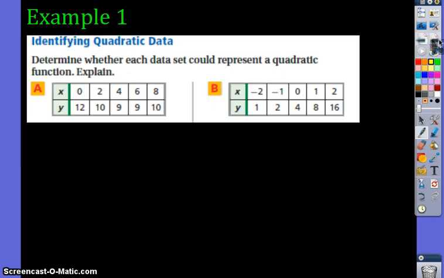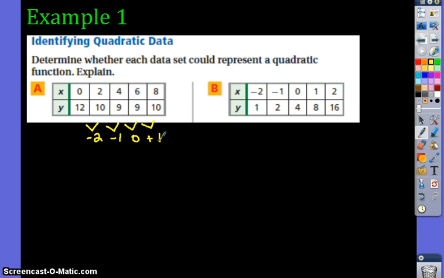So let's try one or two of them. All right, so let's look here. We have equally spaced x values. The change from here to here is -2. The change from here to here is -1. The change from here to here is 0. The change from here to here is +1.